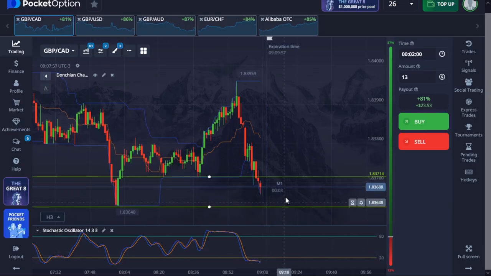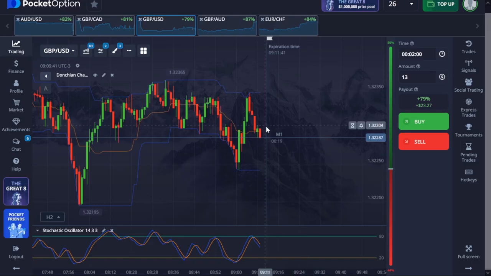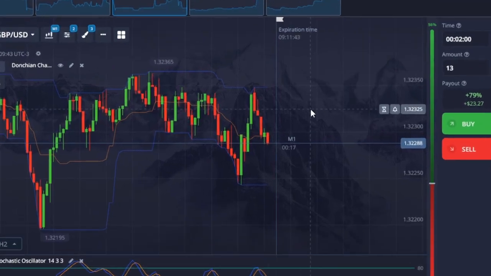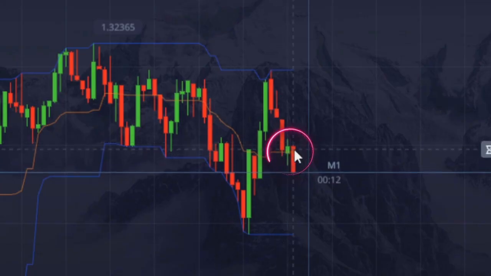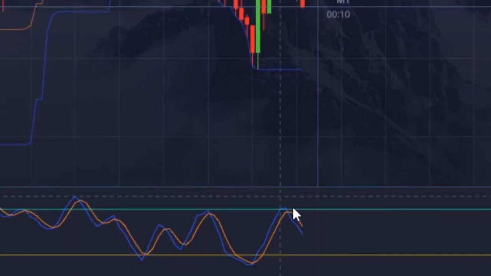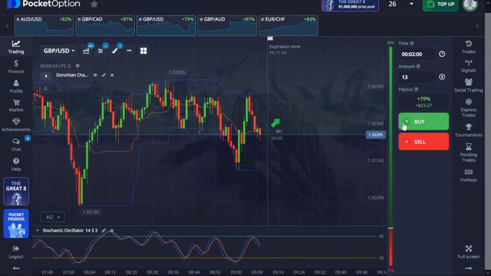And here we have a possible entry. All right. So that's GBP CAD. The candles look like they're breaking down the channel in the middle. If it breaks, the stochastic oscillator leading downward would give me a continuation of the downward move. Okay. So 2 minutes would be the entry. Okay, enter based on that right here, GBP USD.